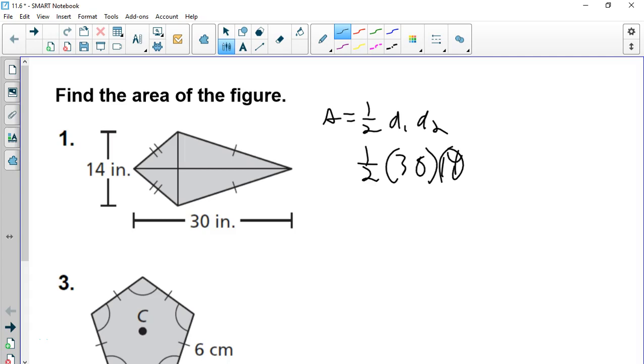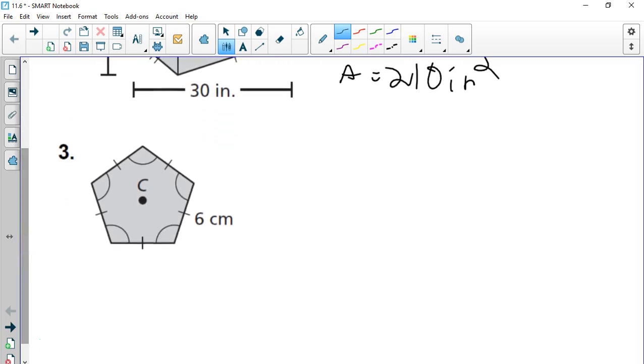So the area of a kite is 1/2 d1 times d2, just diagonal 1, diagonal 2. Our two diagonals are 30 and 14. So we're just going to multiply 30 times 14 divided by 2, or you can do mental math in your head. Half of 14 is 7. 7 times 3 is 21. So area is 210 square inches.